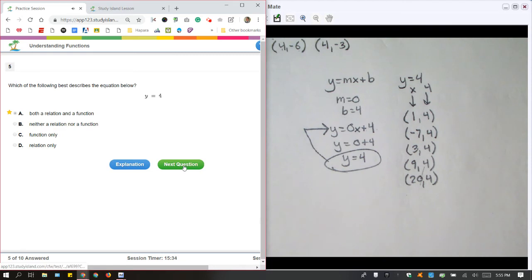That's going to be true for any equation that simply says y equals whatever. It doesn't have to be 4. It can be y equals anything. It is a relation and a function.